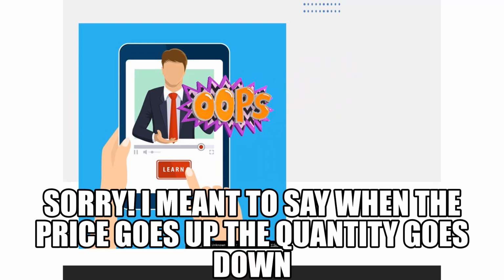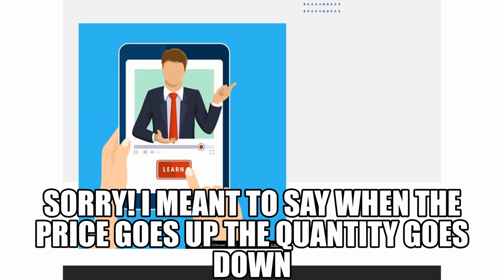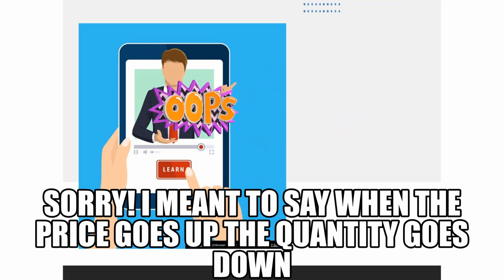Right, the following goods in general work in contrast with the law of demand, right? Remember, when the price goes up, the quantity goes down. But under these special circumstances, it works in contrast to the law of demand.